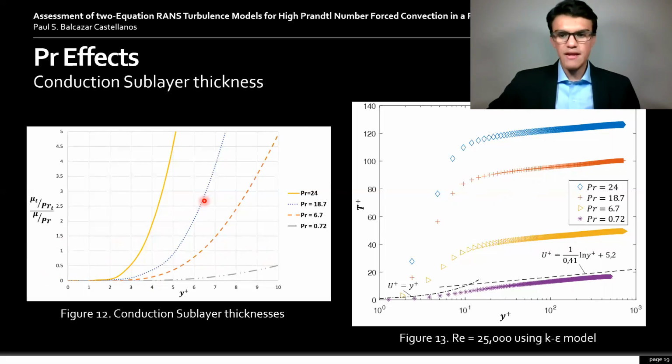This can be translated into the mean temperature profile, as seen on the right. As the Prandtl number increases and the conduction sublayer becomes thinner, the magnitude of the logarithmic temperature region becomes greater. And the difference between this curve and what is expected from a Prandtl number of 1, shown in black, is much greater.